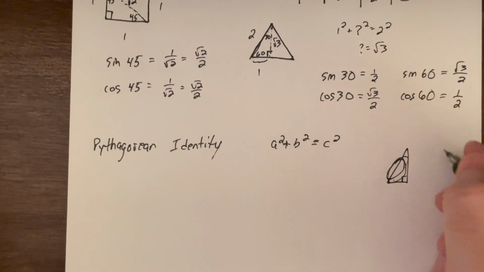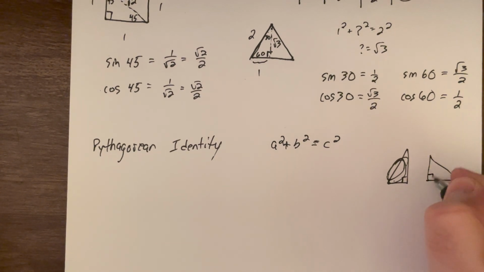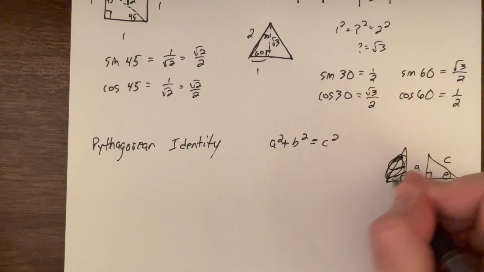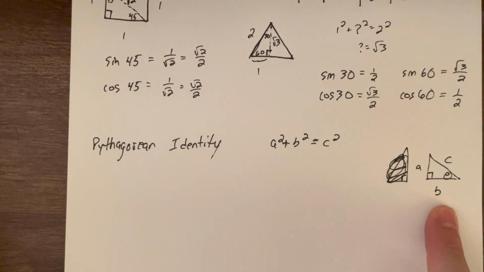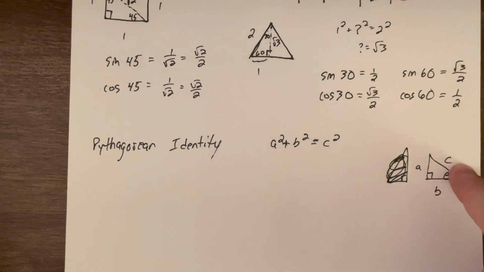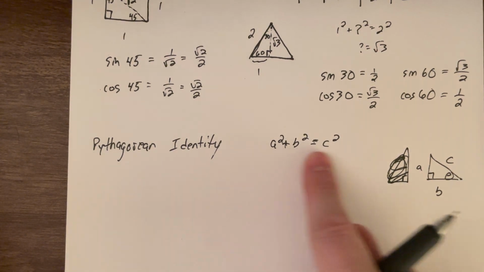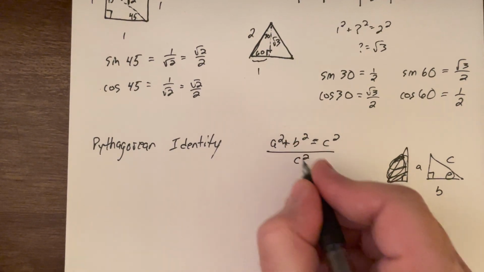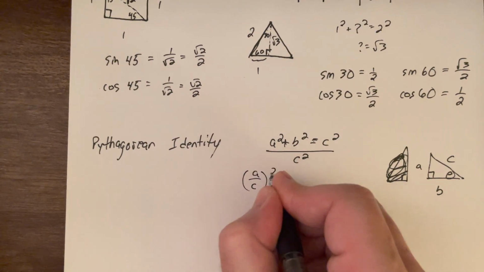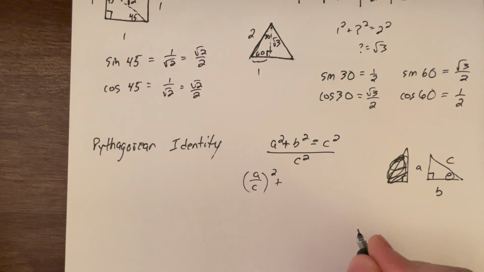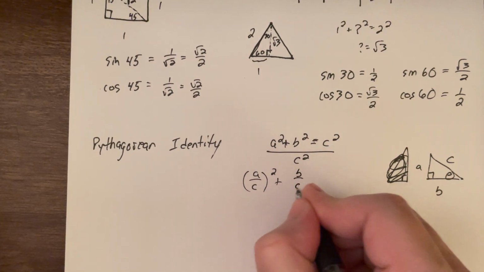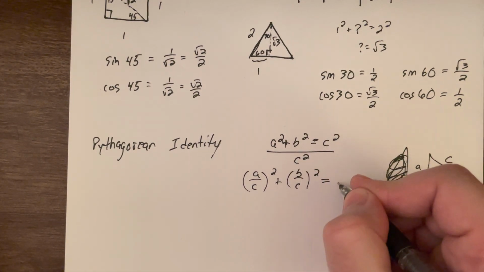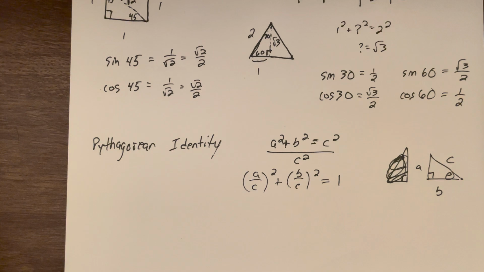Sorry, I wanted to draw my regular one, so right angle here, there's my theta, there's A, there's B, there's C. If you want to flip-flop A and B, that's fine, but the big key is that C is the hypotenuse. Let's divide everything by C squared here. I get A squared over C squared, which is the same as A over C, quantity squared. B squared over C squared, B over C, quantity squared. And then C squared over C squared cancels and you get 1.